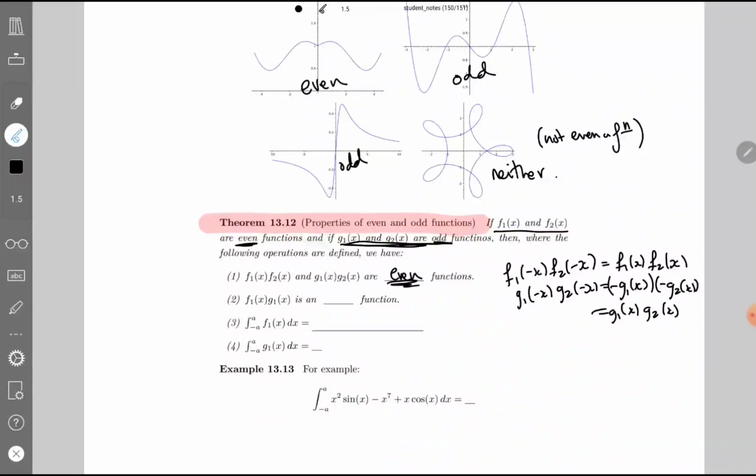Similarly, if we multiply an even and an odd, we'll get an odd function. That's kind of weird because this is different than how we do normal things, right? 3 times 3 are two odd numbers, and that gives us 9, which is an odd number. So this doesn't work the way we normally would consider even and odd. So just note that.